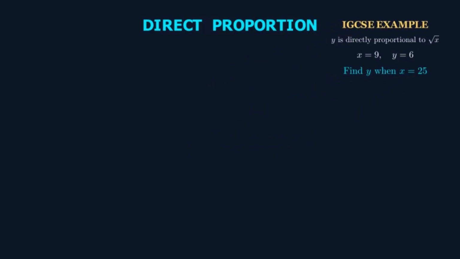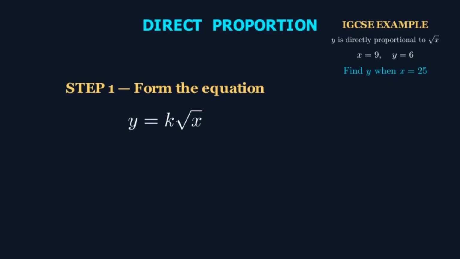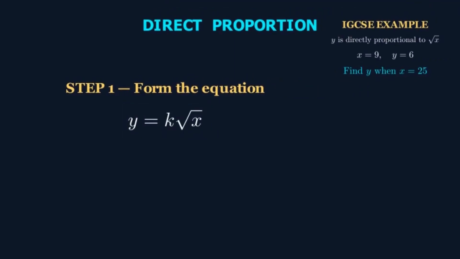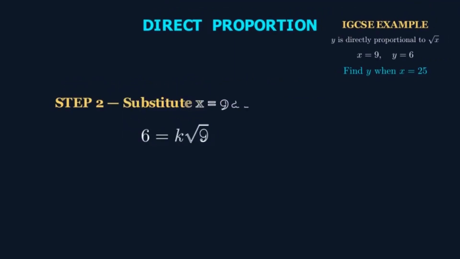Step 1. Form the equation. Since y is directly proportional to the square root of x, we write y equals k times the square root of x. Step 2. Substitute the given values. We know that x equals 9 and y equals 6.